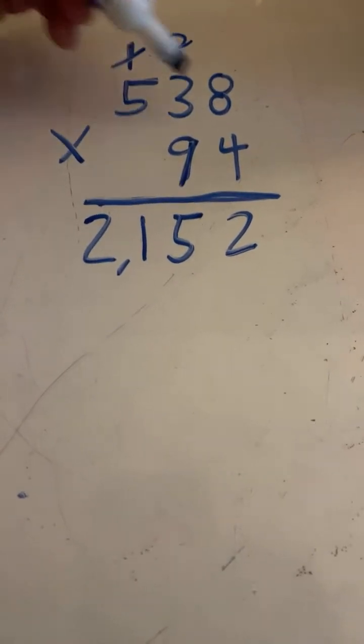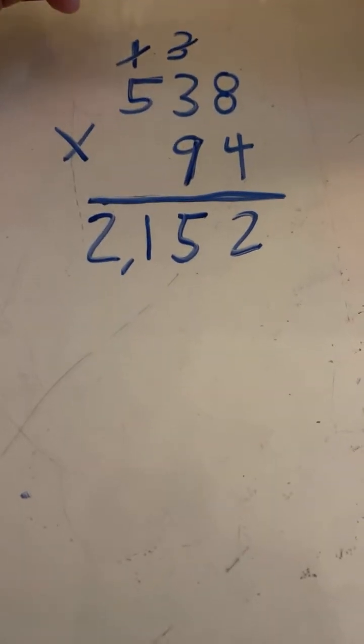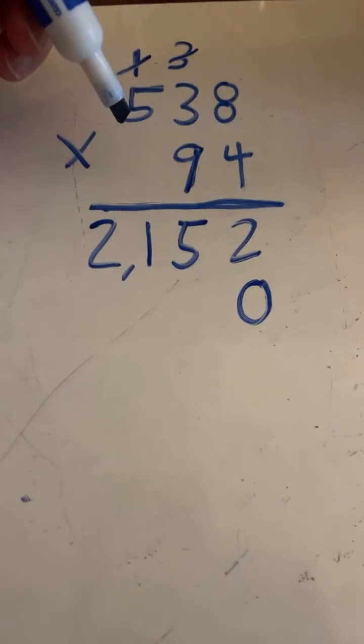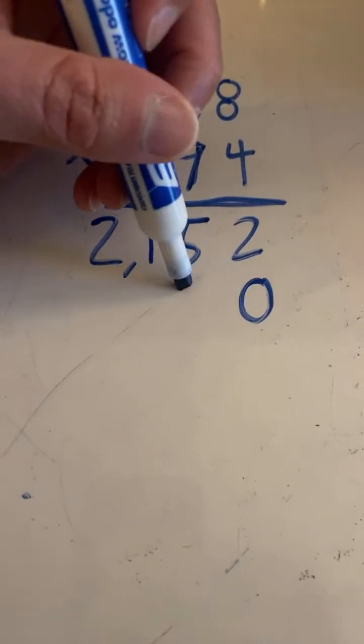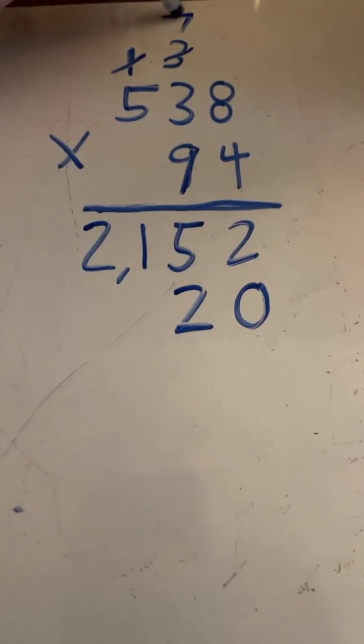Next, we're multiplying the top 3 digits times the bottom digit in the tens place. Since both digits in the ones place have been multiplied, we're putting a 0 in the ones place. 8 times 9 equals 72. The 2 in the 72 goes in the tens place. The 7 gets carried over to the hundreds place.